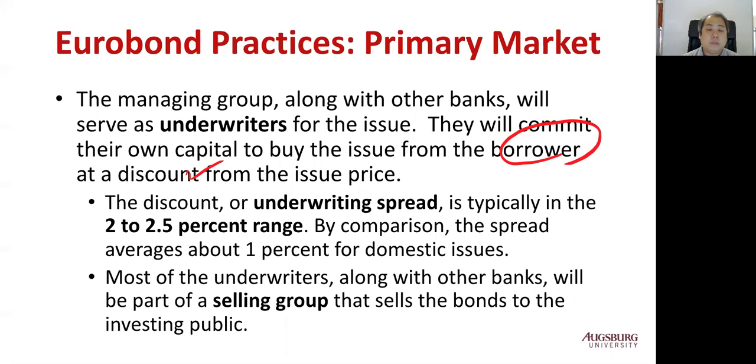This managing group will serve as underwriters for the issuance, along with other banks. It's like a firm commitment issuance. So basically, they will commit their own capital to buy issues from borrowers. So they work like dealers: they buy at a discount from the issue price and sell at a higher price, so that they get the underwriting spread. It's about 2 to 2.5% range.